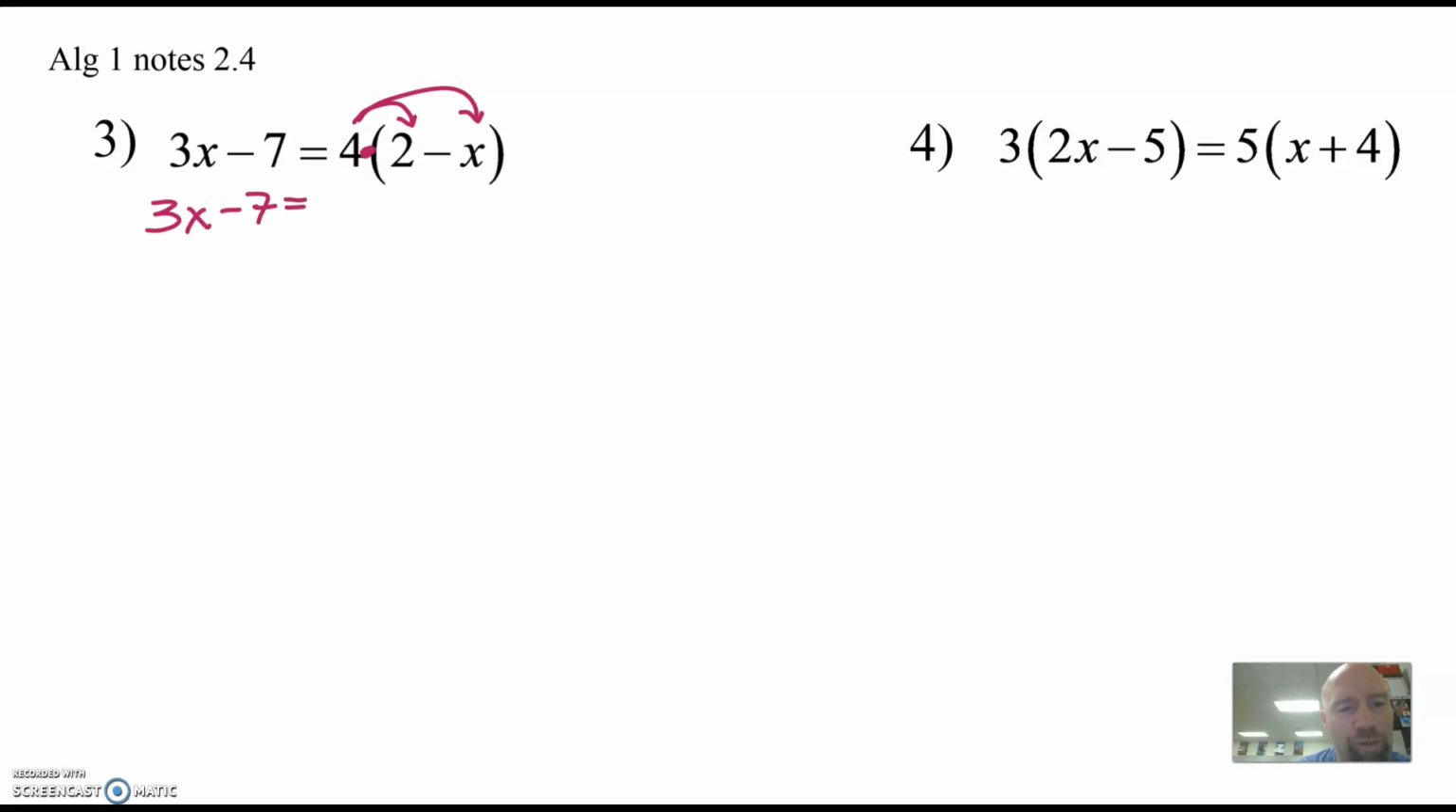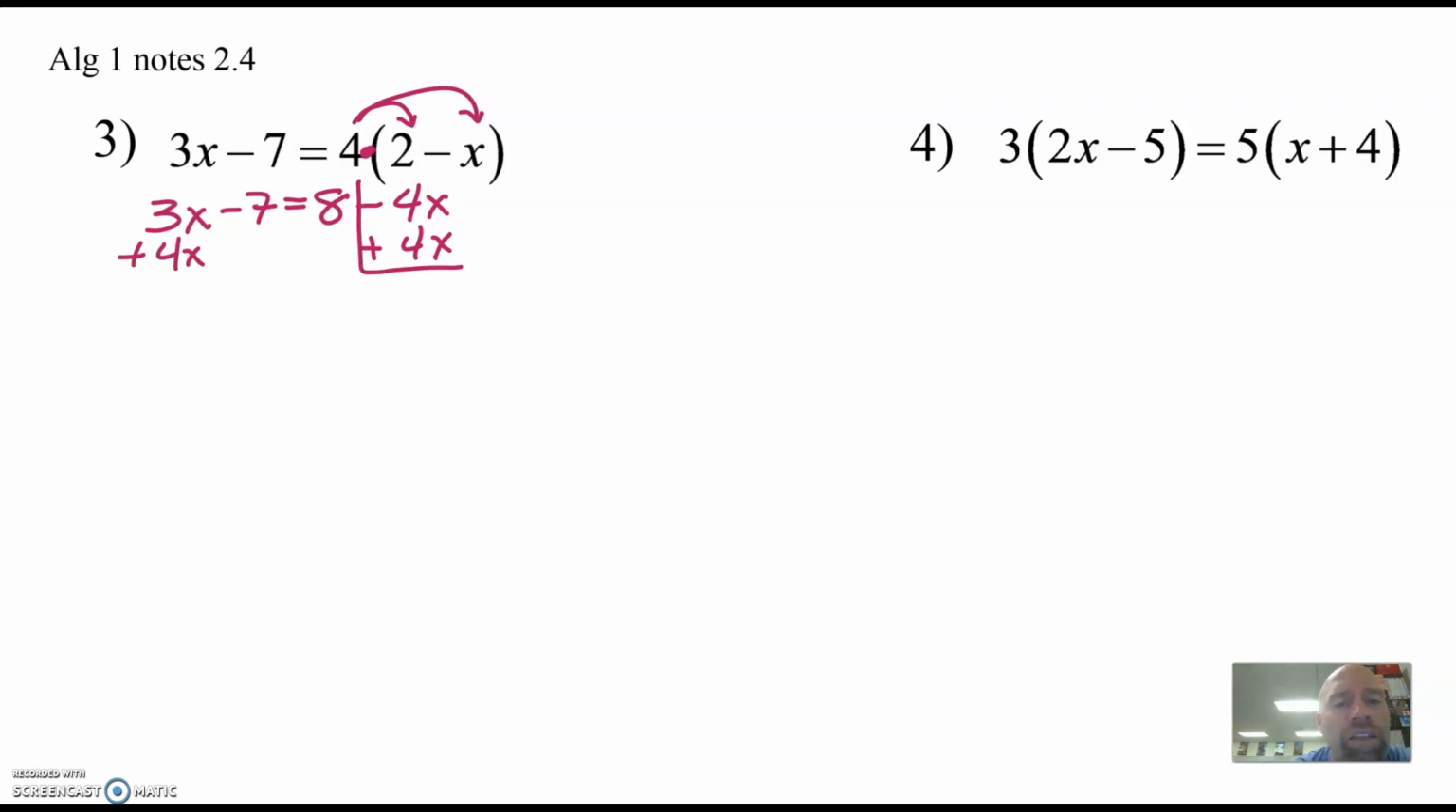And I've got 4 multiplied with 2, which is 8, and 4 multiplied with a negative x, which is a negative 4x. Okay? Now, my problem looks exactly like it has been on the other ones. So on this one, I'm going to move my negative 4x over here to the left. I'm just going to say the addition property of equality says I can add 4x on both sides of the equation.